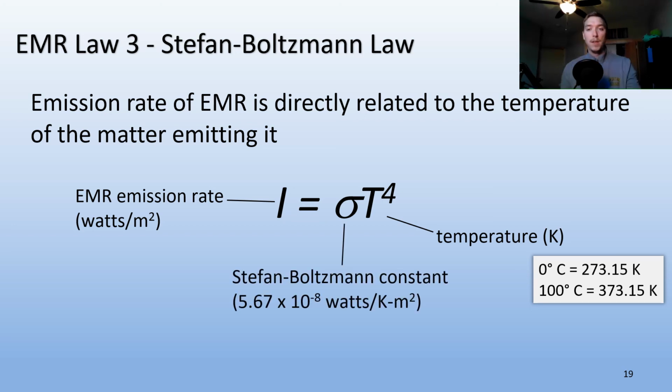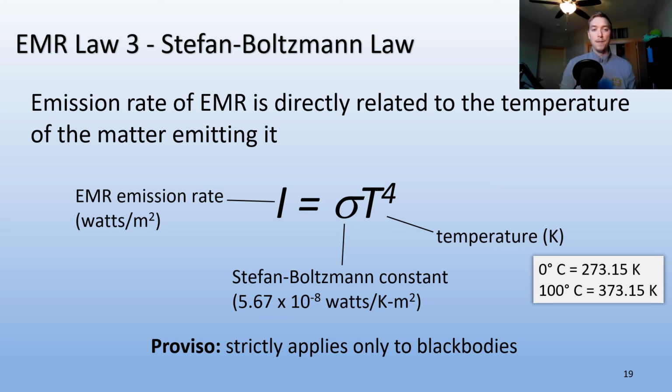So here we see sigma, and sigma is the Stefan-Boltzmann constant. This law links the total amount of energy flux that's emitted by a black body to the body's temperature. This is just a constant that Stefan-Boltzmann came up with, which we use as 5.67 times 10 to the negative 8th watts per kelvin to the fourth per meter squared. And there's a proviso here. This strictly applies only to black bodies. This is a limit of this law.